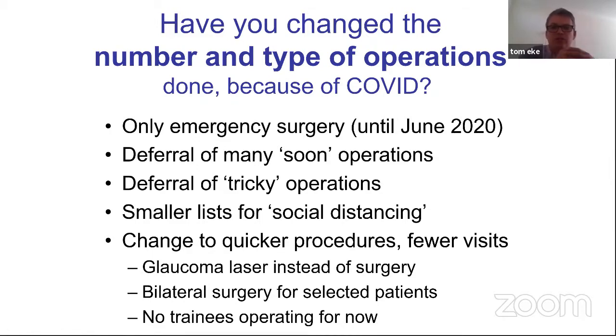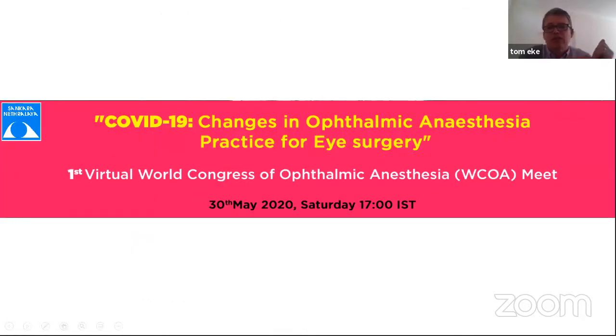So a lot of, we call it social distancing in the UK. A lot of my glaucoma patients, even the ones that would have had an urgent trabeculectomy, we now do a diode laser instead because it's fewer follow-ups. The college is saying some patients might be eligible for bilateral surgery just to minimize the number of follow-ups. And we're not allowing the trainees to operate at the moment either, because we want everything to run smoothly and quickly and just get the patients in and out. So that's the current situation in the UK. It might be different in a few weeks.